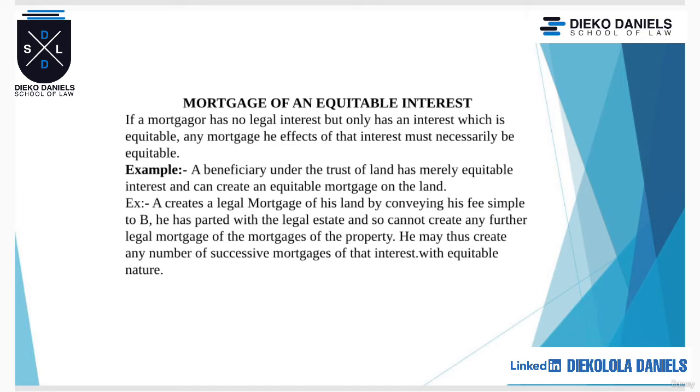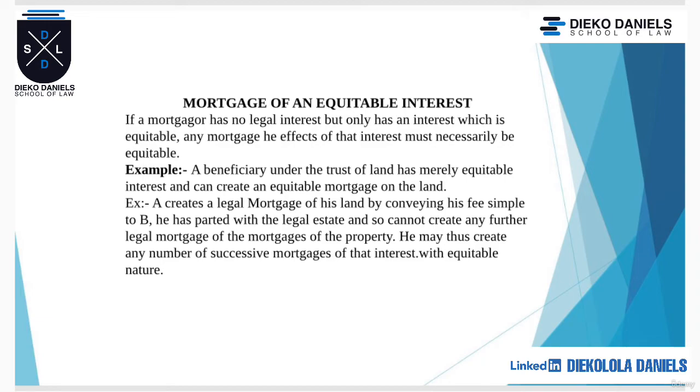Do you understand what I'm saying? So until you have a legal interest, can you mortgage a legal interest? So that is why the first way to create an equitable mortgage is to have the mortgage of an equitable interest. So I have given you two instances. The first instance is where you have a legal interest in itself, where you have mortgaged your property, legal mortgage. Any other mortgage on that property will be equitable. The second instance is where you don't have a legal interest, but you have an equitable interest. Any mortgage of that equitable interest will be an equitable mortgage.